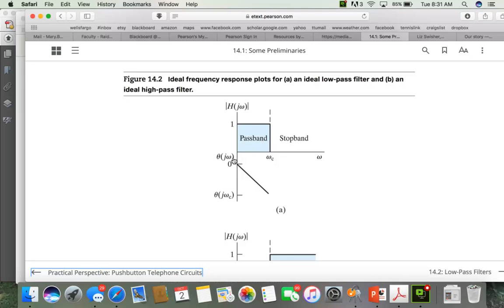The phase plot, you'll notice, has a linear slope. This is called the linear phase function, and that's significant if you're trying to reconstruct signals that have gone through filters. So this particular example is referred to as a low pass filter because the pass band is located on the lower end of the frequency spectrum, coming all the way down to 0 or DC.